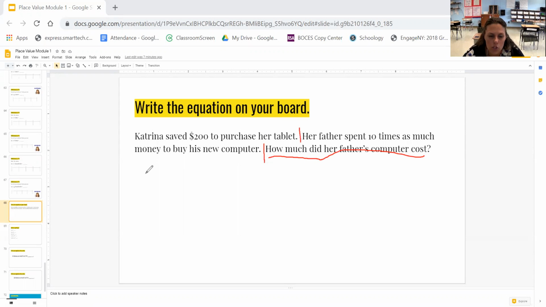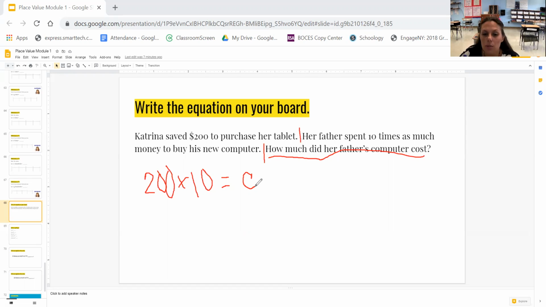So I know she had $200 is how much Katrina spent. And her dad spent 10 times more. So I'm multiplying by 10. And total, we're trying to figure out, I'm going to put a C for my variable for that letter. I'm trying to find the answer of how much is his computer, or how much does that computer cost. So my equation is 200 times 10.